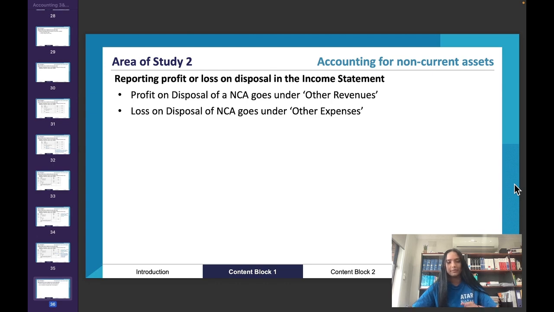And then a loss on disposal of a non-current asset goes under other expenses. And it's a very, very similar train of thought and reasoning for why it goes under other expenses instead of going under cost of sales or before adjusted gross profit. So very similarly, only expenses that are related to inventory, either related to the sale of inventory or related to inventory in general, go before adjusted gross profit.